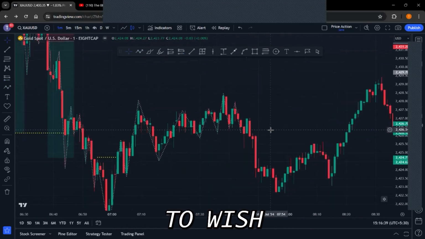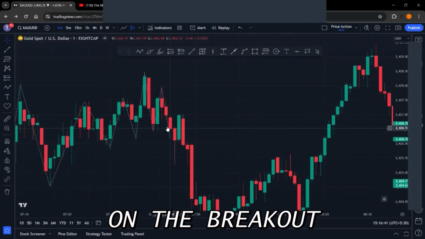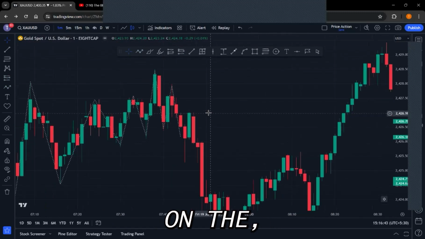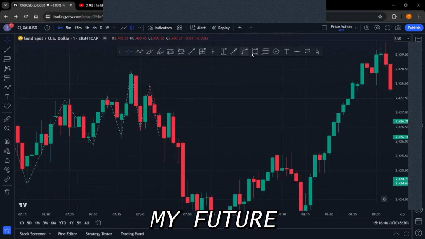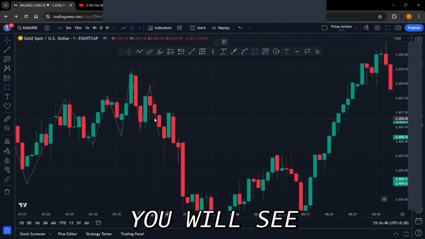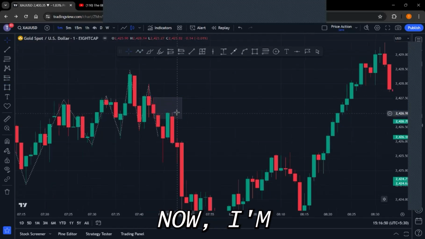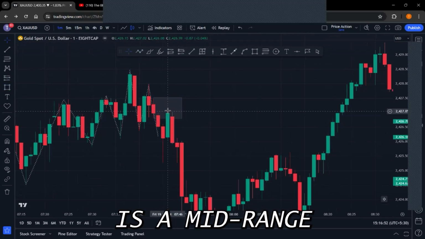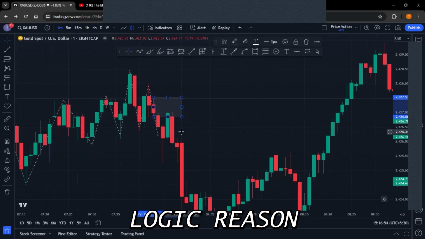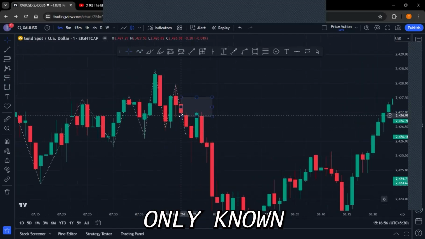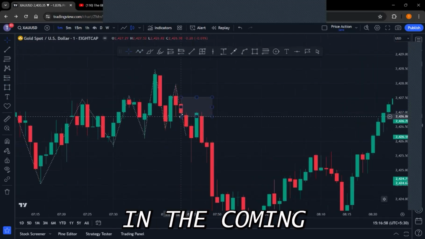Or if you do not want to take the trade on the breakout and you want to trade on the order block, then in my future classes or my future videos, you will see that this is the major order block over here. Now, I'm not marking this because this is a mitigation over here. There is a proper logic reason why this is only known as the order block, which will be revealed in the coming videos, guys. Okay.